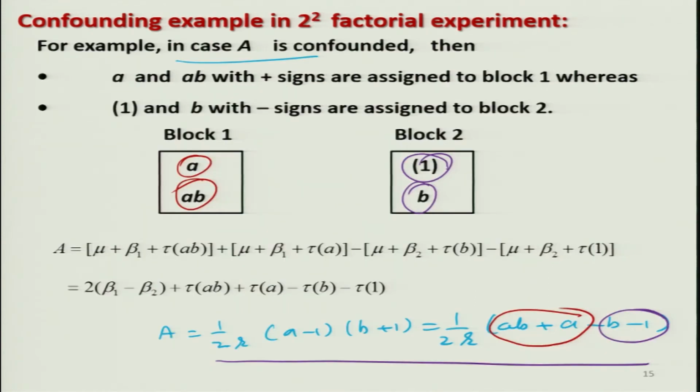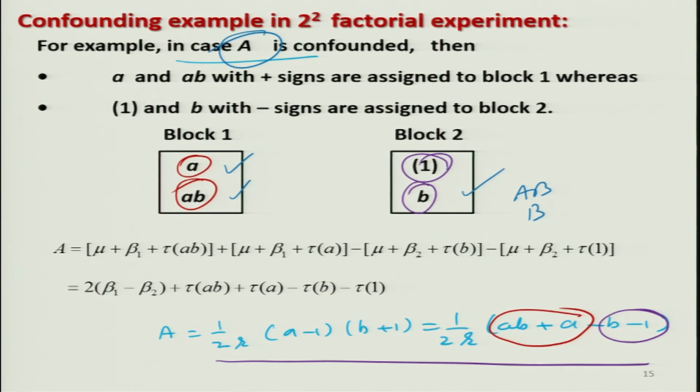That is the reason, and the same reason follows in the case of A: when you assign A and AB to the same block, they do not form an elementary contrast within the block, and that is why they get confounded, whereas if you write down AB or B, they will not be confounded.